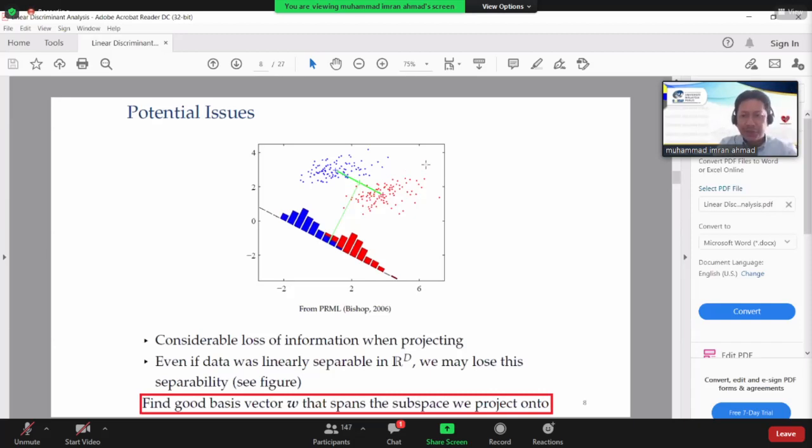But when we do the projection, if we choose the wrong projection, then we will get a bad result. In the original feature space, the two classes are clearly well separated. And after we apply LDA, if you do not choose the best basis vector, then the projection will create bad results. So that's why you need to find a good basis vector W that spans the subspace we project onto.